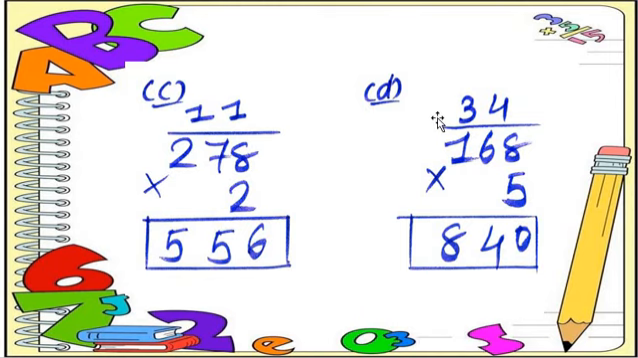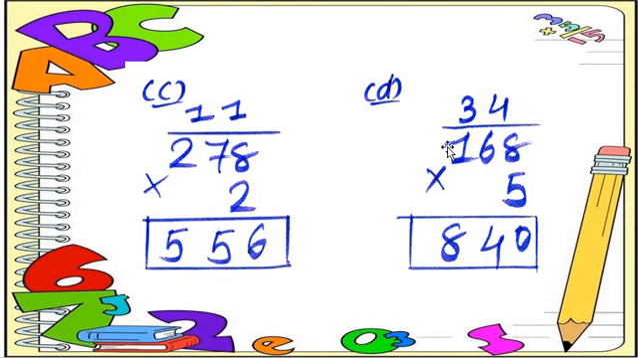Now let's check question number D. What is the question number? Question number D is 168 multiply by 5. So what to do? 5 8s are how many, all students? 5 8s are 40. So 0 here and 4 as a form of carry. Then 5 6s are 30. 30 plus 4 carry is 34. So 4 here and 3 as a form of carry.